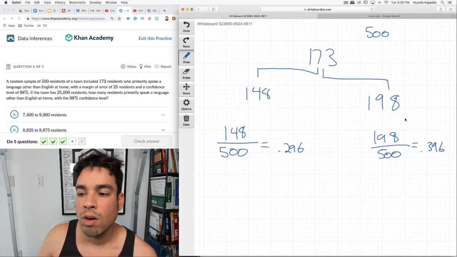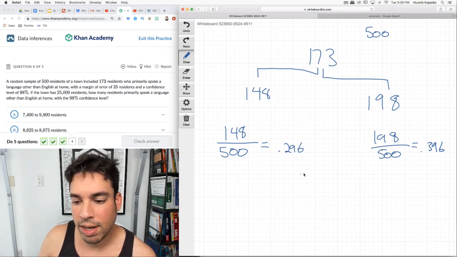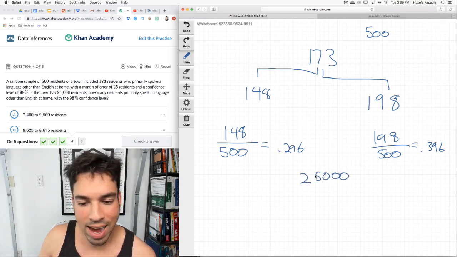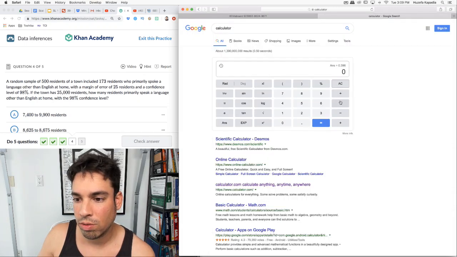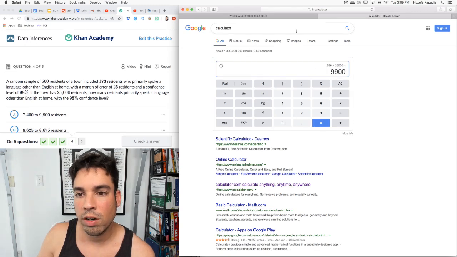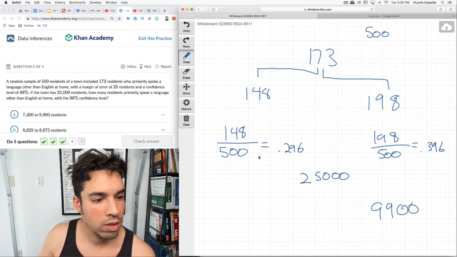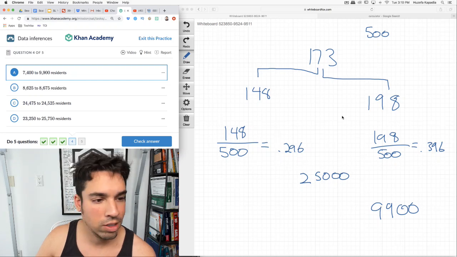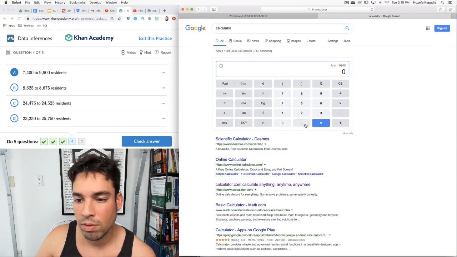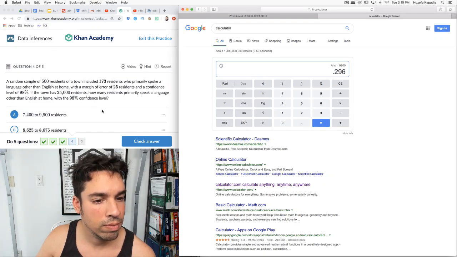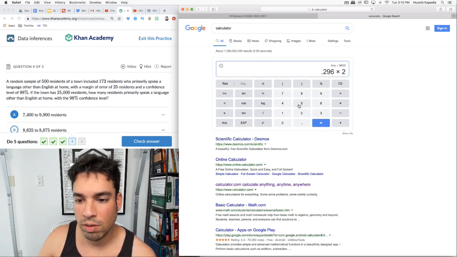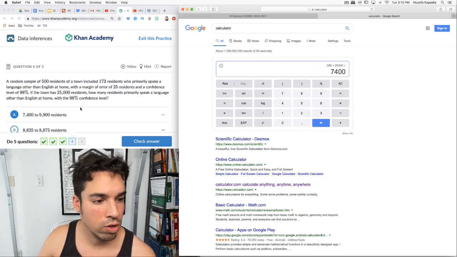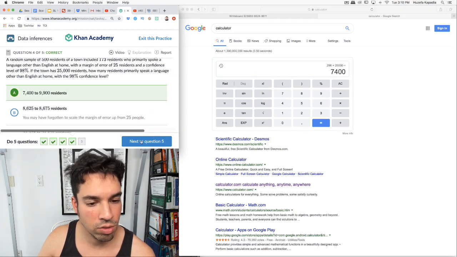There we go. Okay, now I multiply these by the big number, by the actual value. 0.296 times 25,000. Let's do this one first. Oops, 0.396 times 25,000. So we already know our upper bound is 9,900. Anything that doesn't have 9,900 can be taken out. It's got to be this one. But then let's just calculate it just for fun. 0.296 times 25,000, make sure I read this right. Hold on. Yeah, times 25,000 is 7,400. Boom. So I'm sticking with A, and it is good.